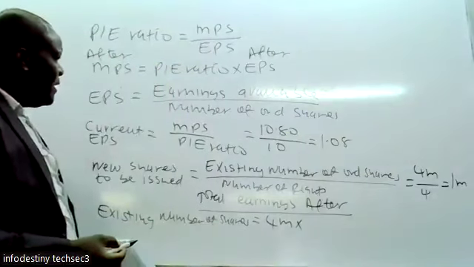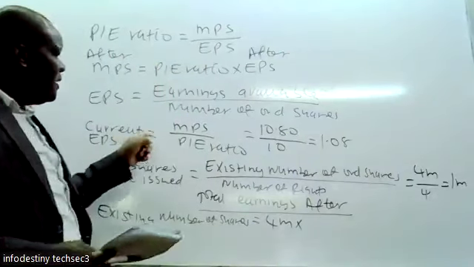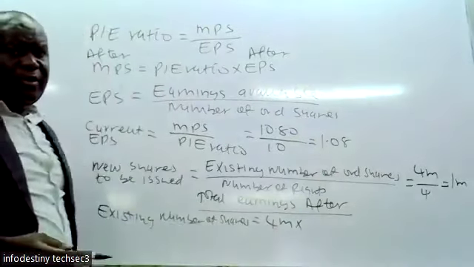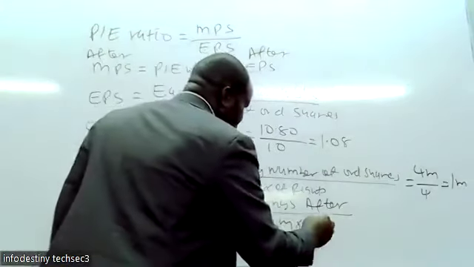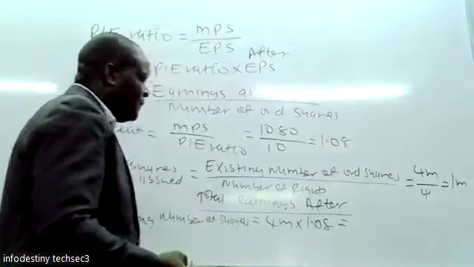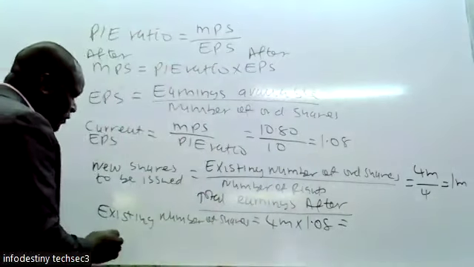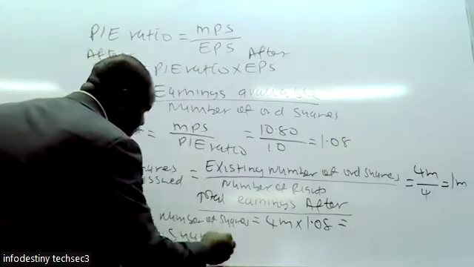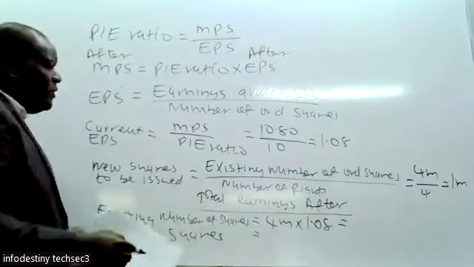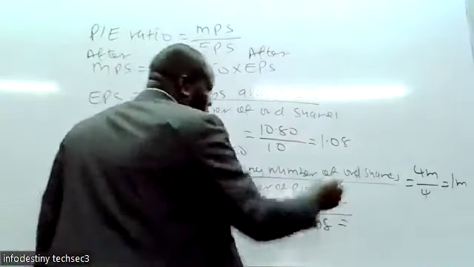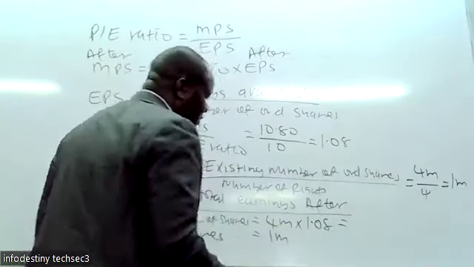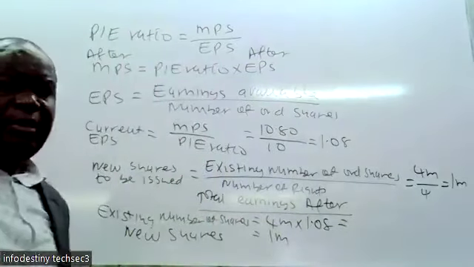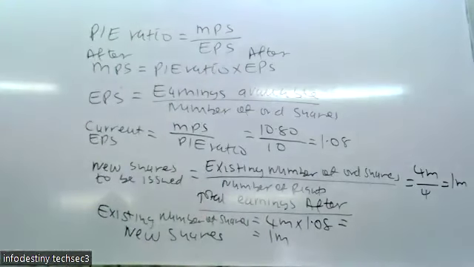Multiplied by the current earning per share. Current earning per share we calculated as 1.08. New shares. So earnings on the new shares: the new shares are 1 million shares. We multiplied by the offer price.